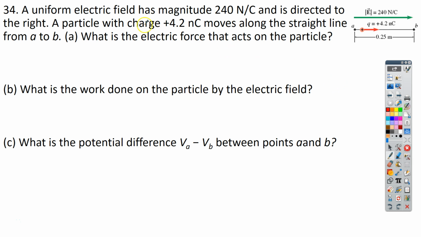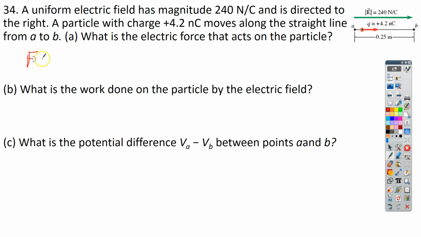Starting with number 34, we have a uniform electric field with a magnitude of 240 newtons per coulomb, directed to the right. There's a particle with a charge of 4.2 nanocoulombs, and it moves in a straight line from A to B. They want to know what is the electric force that acts on the particle.